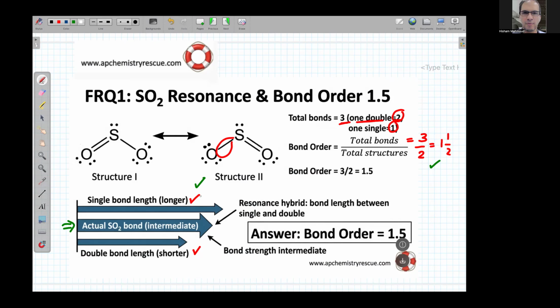is shorter than the single but longer than the double. Mention the bond strength is intermediate between the single and the double. That's 4 points, and we move on.